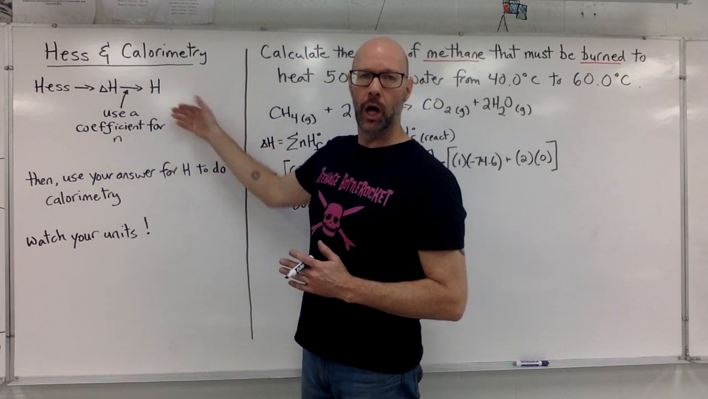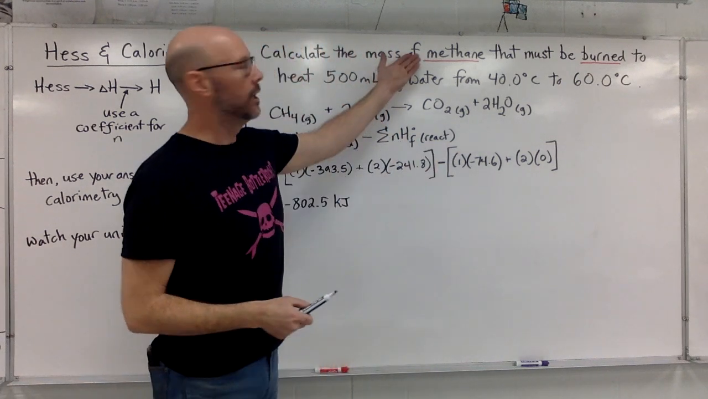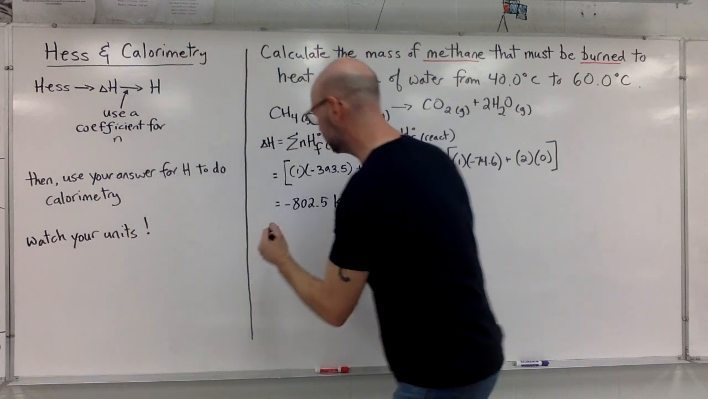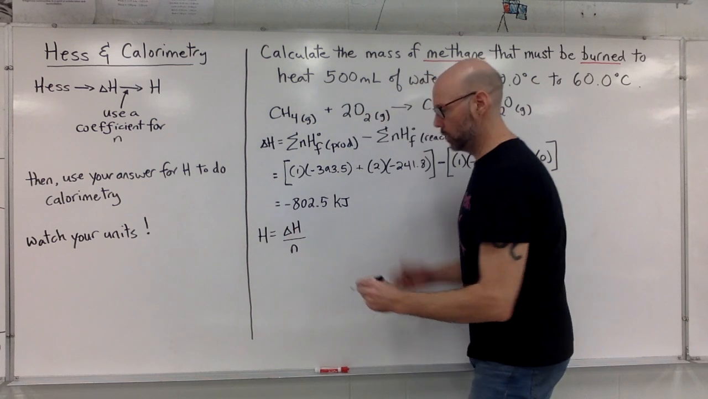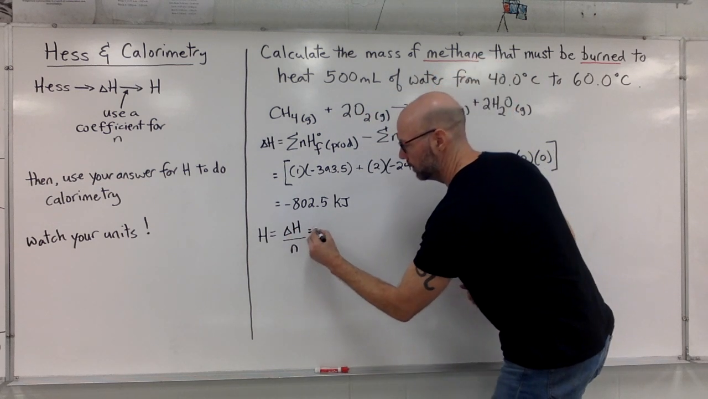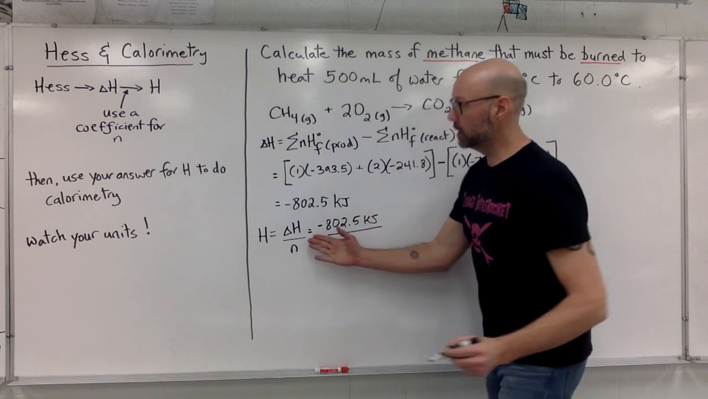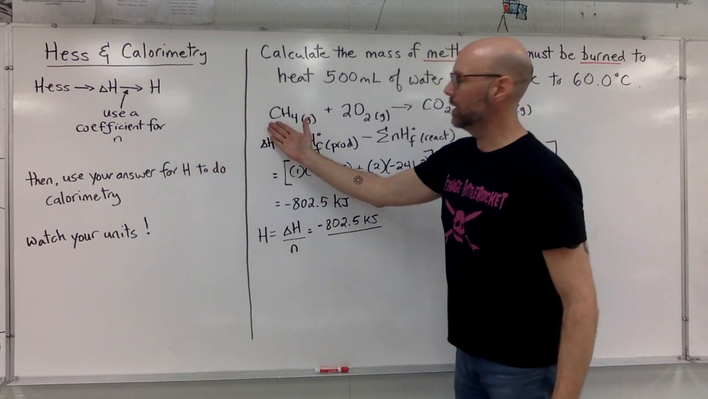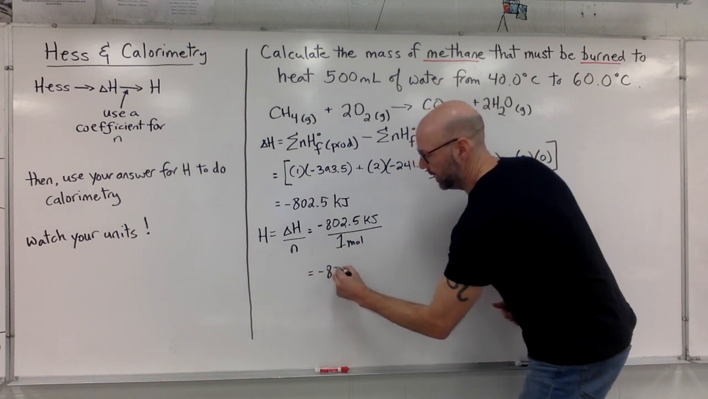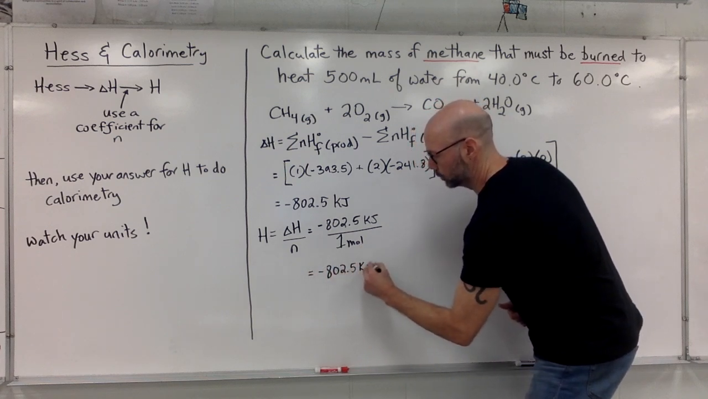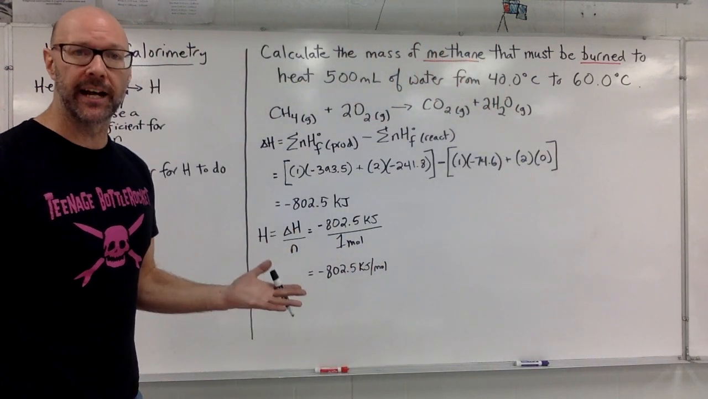Our next step is to take that delta H, the enthalpy change, and convert it into a molar enthalpy. We're going to use the balancing number for the chemical the question asks us to focus on. Here, the question is about methane. H equals delta H over N. We just found the delta H, negative 802.5 kilojoules. We're going to divide by the coefficient. Here, it's just a 1. 1 mole. So that's negative 802.5 kilojoules per mole.